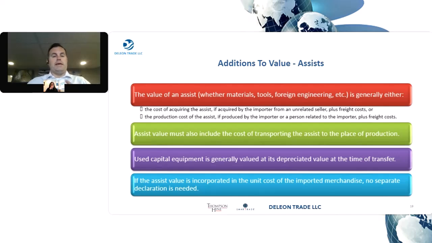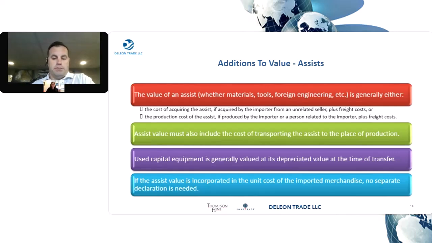So where I'm making a payment, there's no freight, right? But where I'm shipping something to a supplier and providing them an assist, I have that freight component as well. And usually CBP, that's an easy one for them to look at. Okay, you're declaring assists, that's fine, but what about the freight on those assists? And it often gets overlooked.